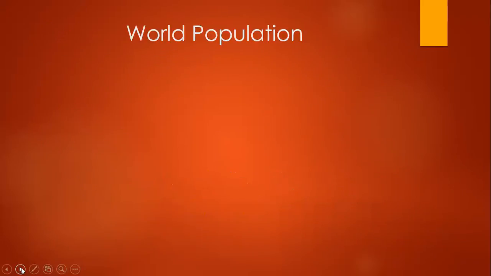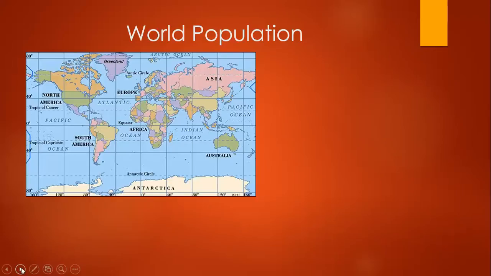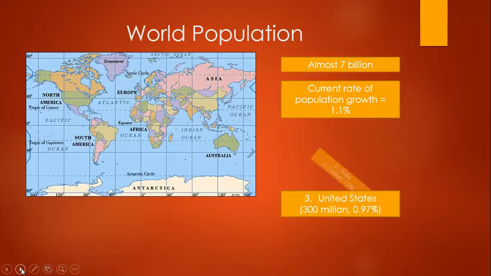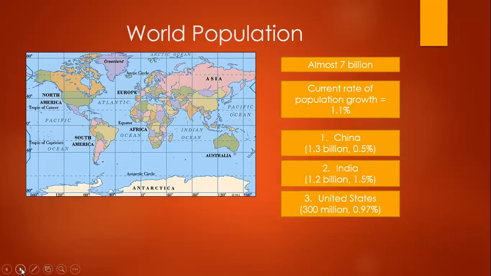The world population currently is almost 7 billion people. The rate of population growth is 1.1%. The 3 most populous countries in the world are the US, India, and China. You can see that the US is growing at almost 1%. India is still growing pretty rapidly at 1.5%, and China has, as we said before, really slowed down its population growth rate. It's at 0.5%.